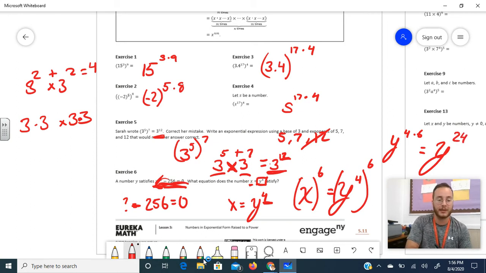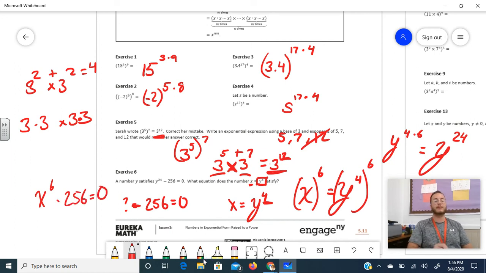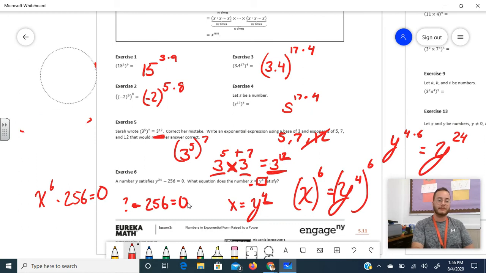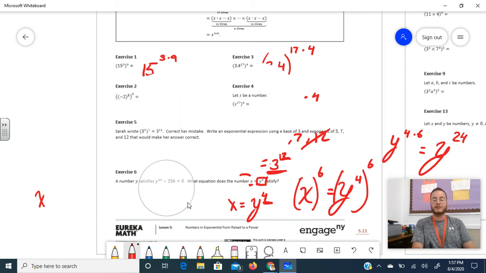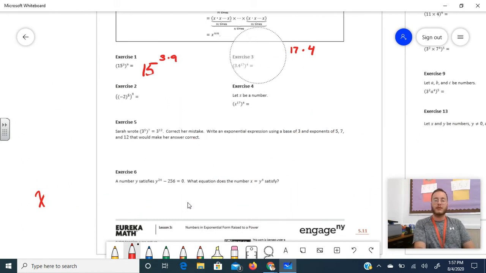And that means I can rewrite this equation over here that was y to the 24th minus 256 equals 0. Then I have, if I wanted to use x, it would be x to the 6th power, because remember, x to the 6th power is y to the 24th, minus 256 equals 0. All right, we're going to go back to another discussion before we move on to the next set of exercises.